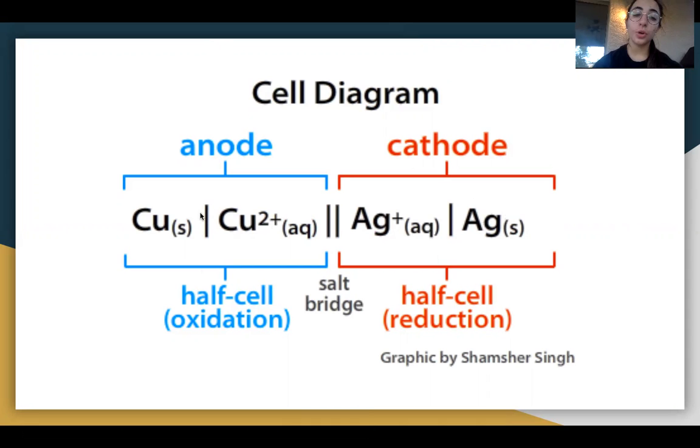You should also know that this line just separates the different ions. However, the two vertical lines mean the salt bridge. You should also note that the anode is always on the left side, and the cathode is always on the right side.